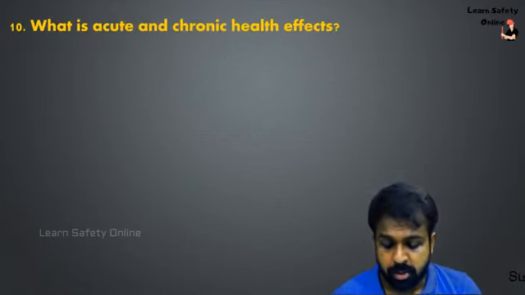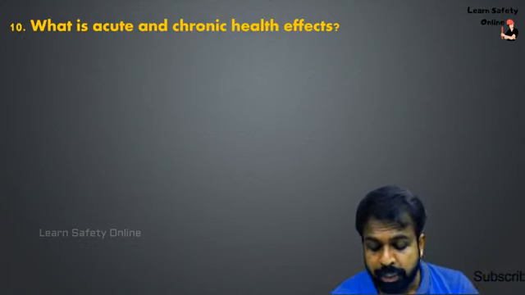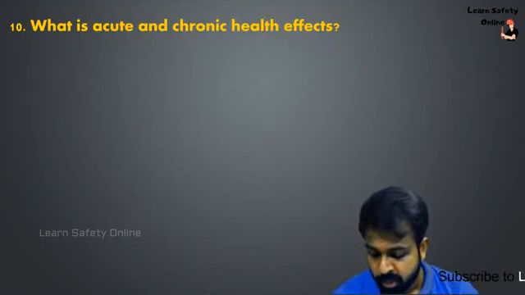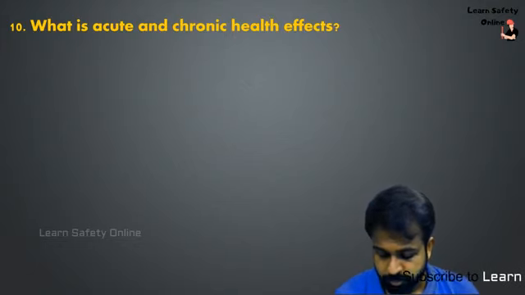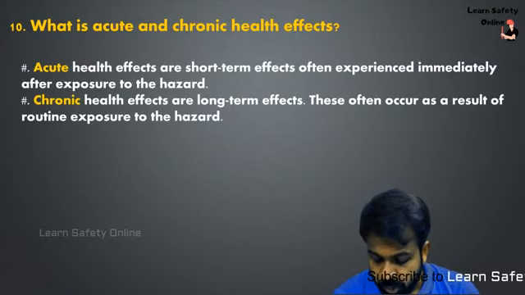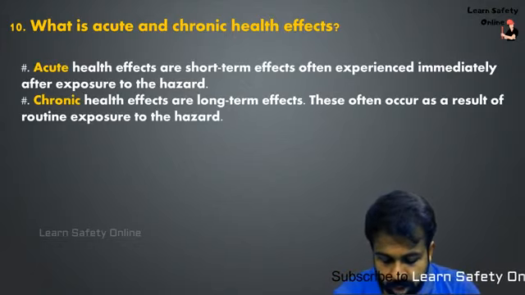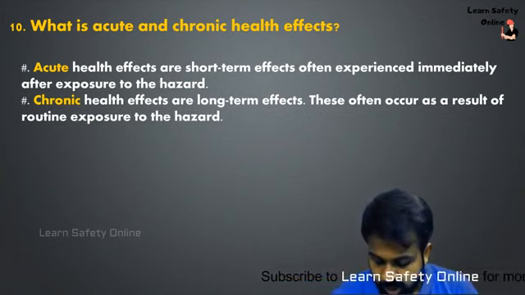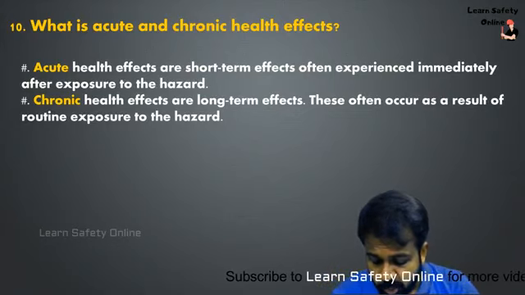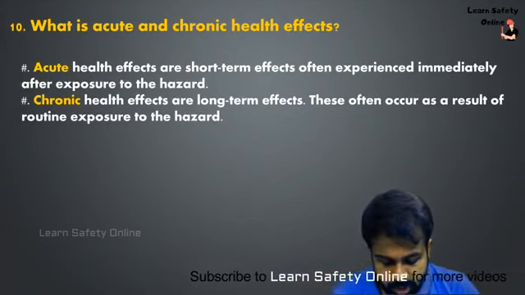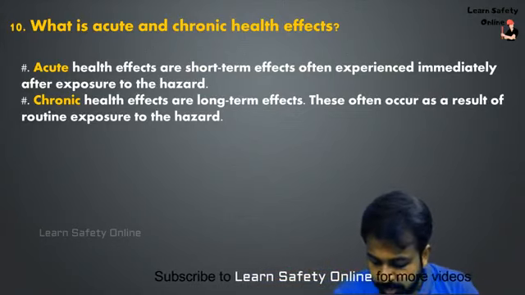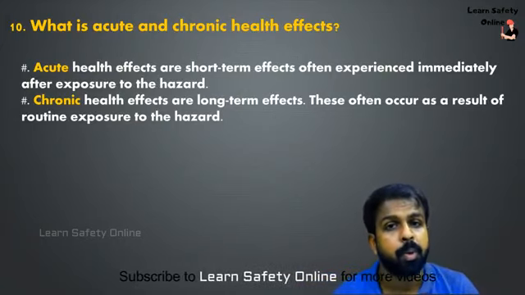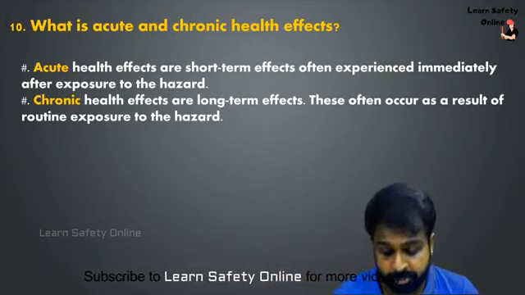So our next question is: what are acute and chronic health effects? What are acute health effects? Acute health effects are short term health effects often experienced immediately after exposure to the hazard. For example, exposure to high levels of carbon monoxide gas will cause immediate unconsciousness followed by death within a few minutes. So these are acute health effects.